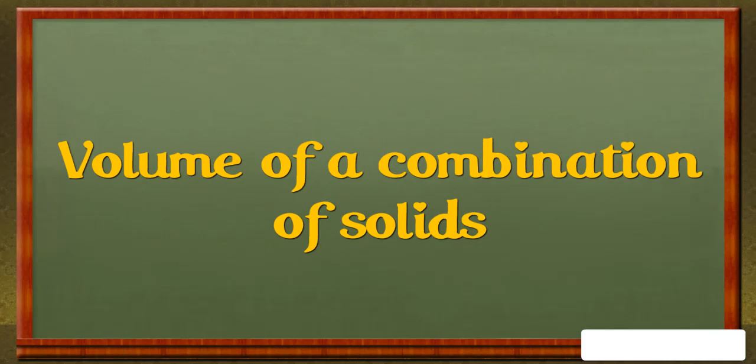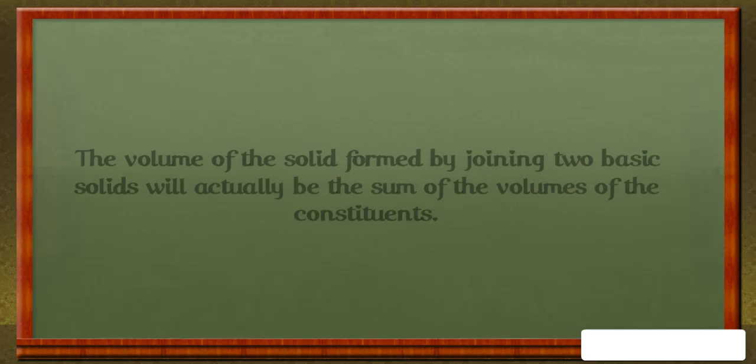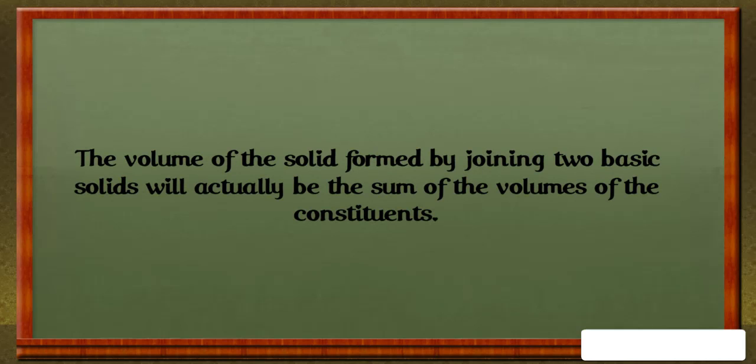In this module, we will discuss the volume of a combination of solids. We have already discussed how to find the surface area of solids made up of a combination of two basic solids. Here, we shall see how to calculate their volumes. The volume of the solid formed by joining two basic solids will actually be the sum of the volumes of the constituents. Let us see this in an example.